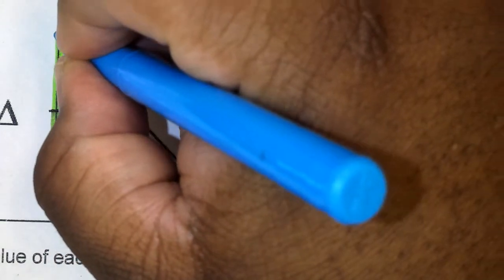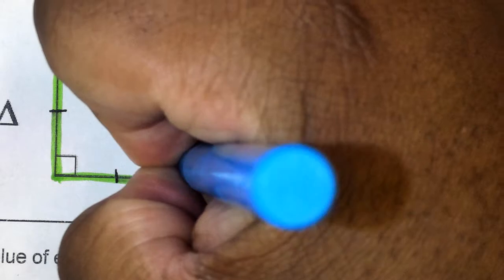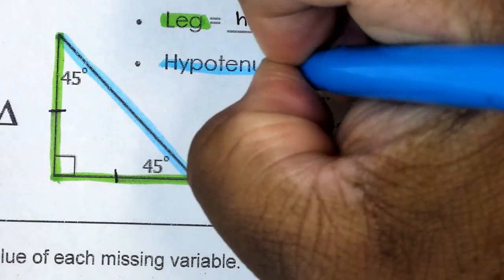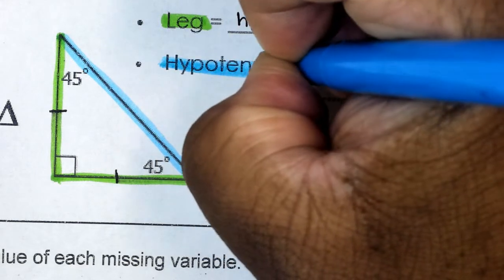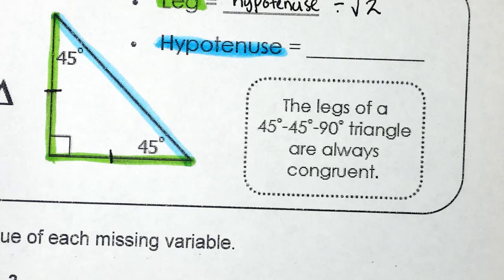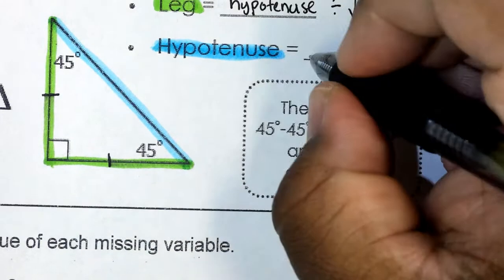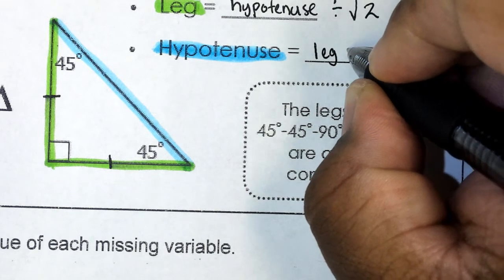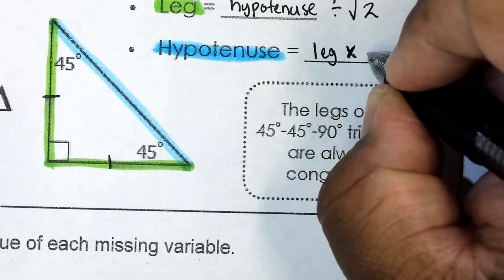Say I'm looking for my hypotenuse. If I want to find my hypotenuse and they give me one of my legs on this 45, 45, 90 triangle, I'm going to take my leg, whatever value they give me, and multiply that times square root of 2.